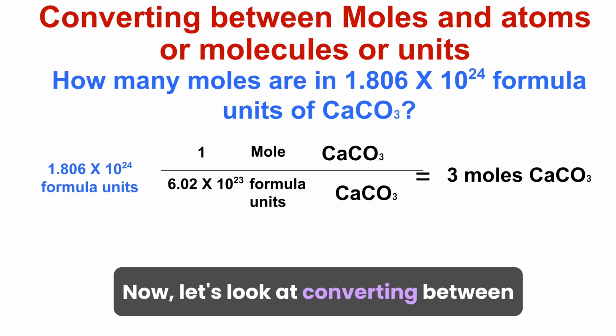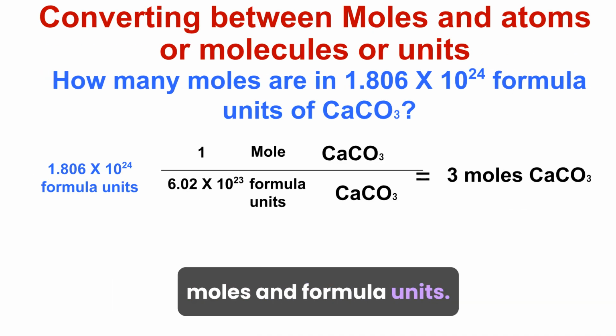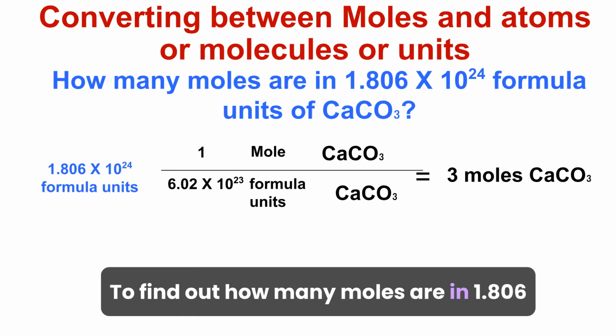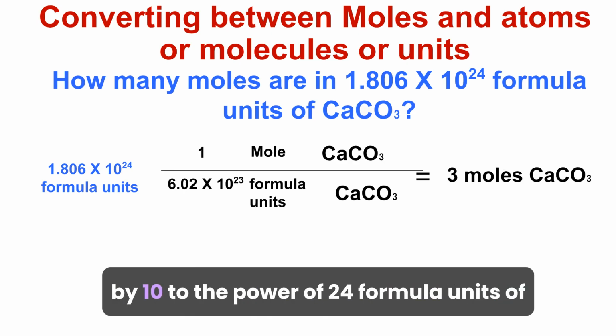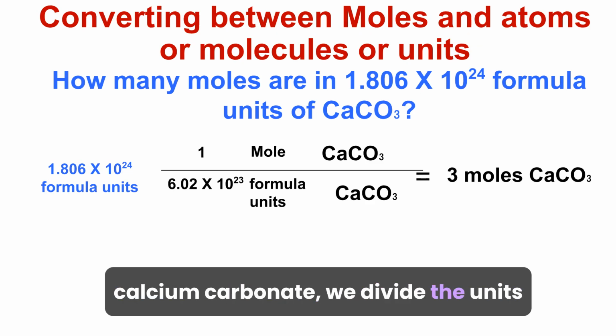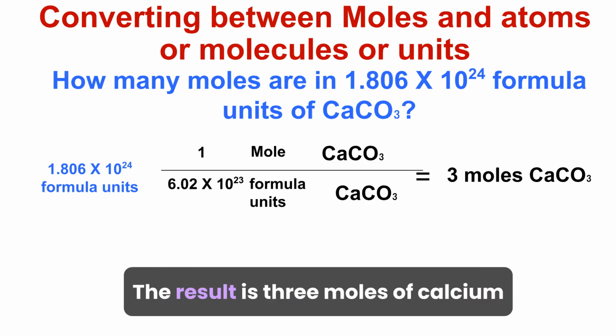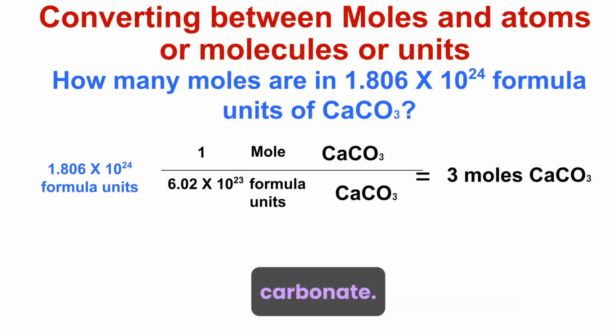Now let's look at converting between moles and formula units. To find out how many moles are in 1.806 by 10 to the power of 24 formula units of calcium carbonate, we divide the units by Avogadro's number. The result is 3 moles of calcium carbonate.